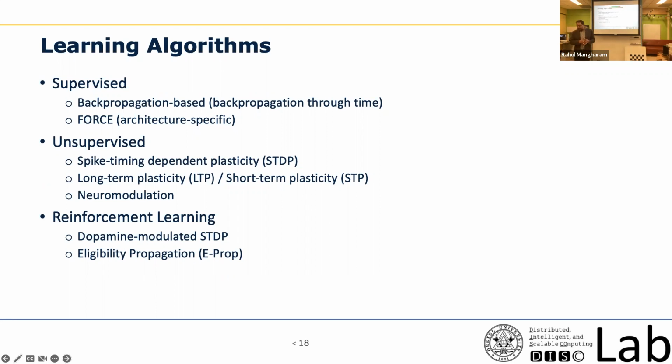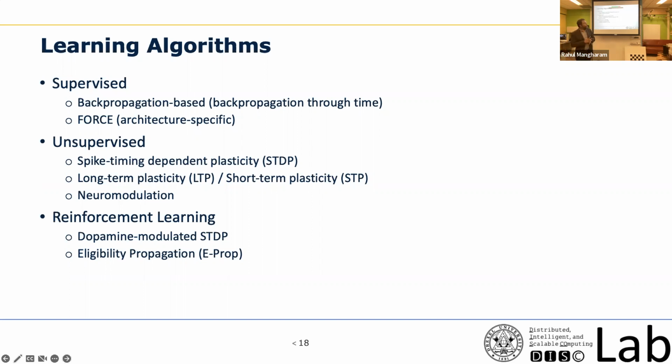Then come reinforcement learnings. There are several different types of reinforcement learning, for example, dopamine modulated STDP. Dopamine is a biological agent in the brain that helps reinforce some of the learning mechanisms based on a kind of reward function. Dopamine modulated STDP is that kind of architecture where you have STDP, but you have a mechanism to enforce some of the actions. And then there is eligibility propagation, which is a very interesting concept.